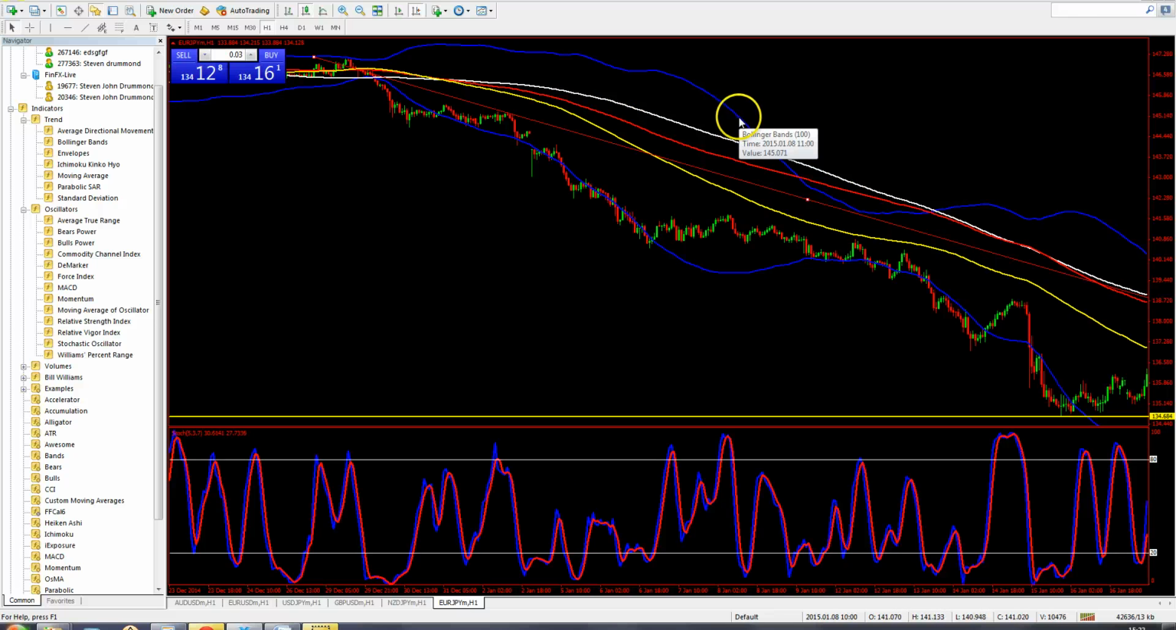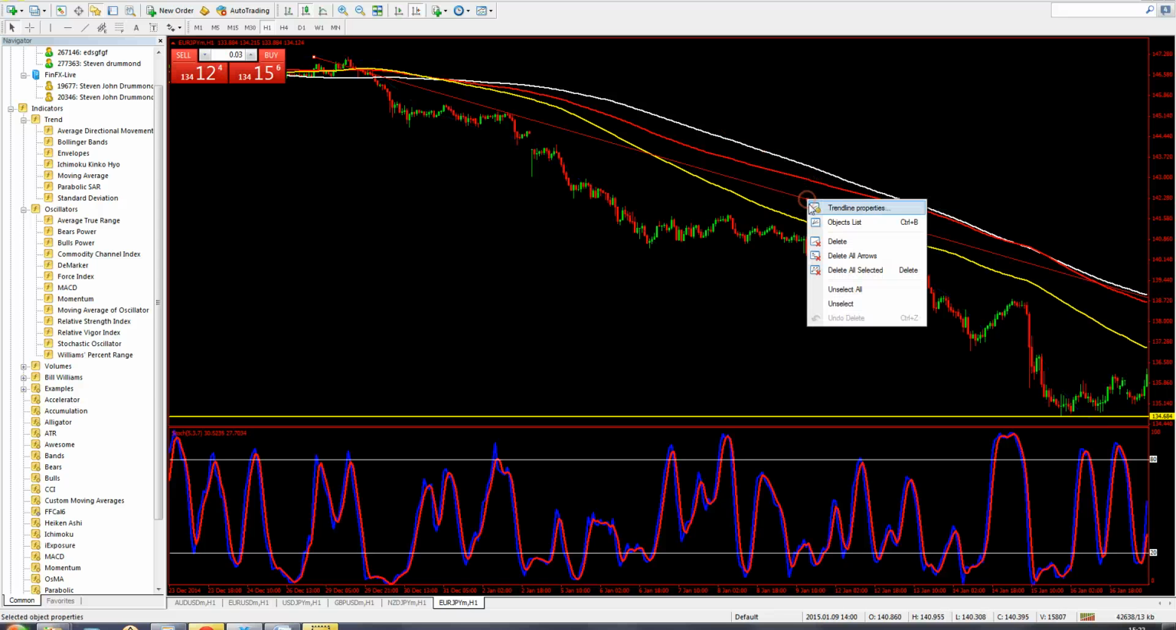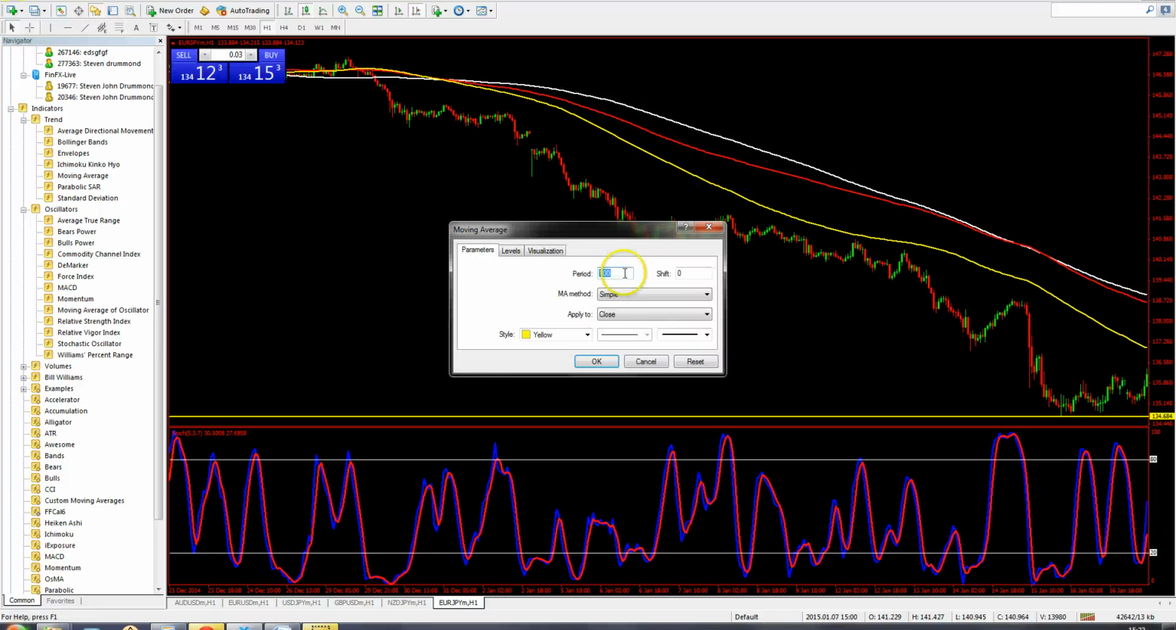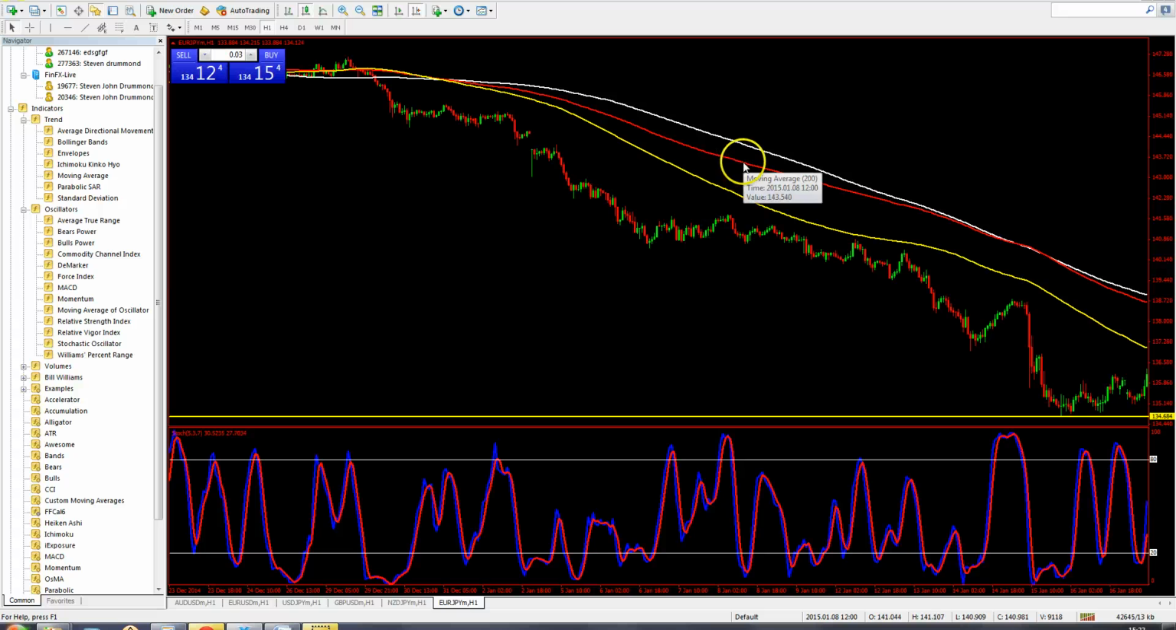What I'll do is I'll delete the Bollinger Bands just now. I'll delete this. So these are the three moving averages I've got. We talked about the 100 simple moving average. We've got the 200 exponential and the 200 simple moving average there, marked in white. I marked the exponential in red because it means it's extreme.